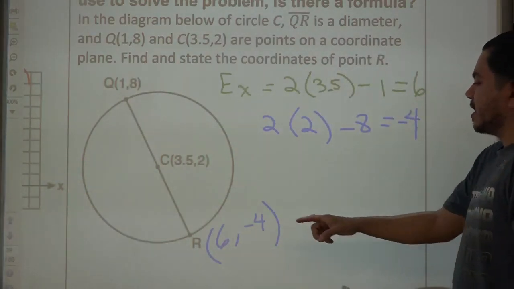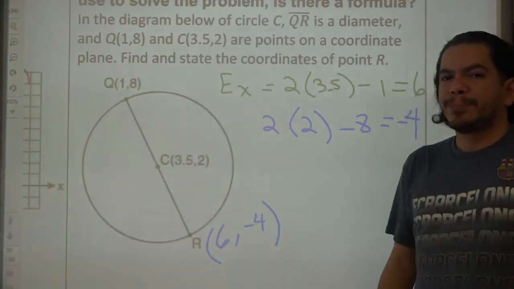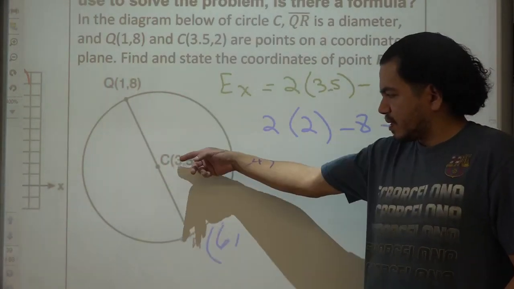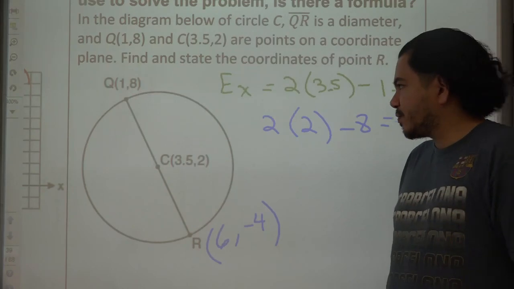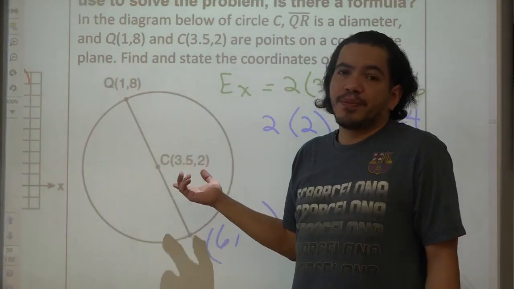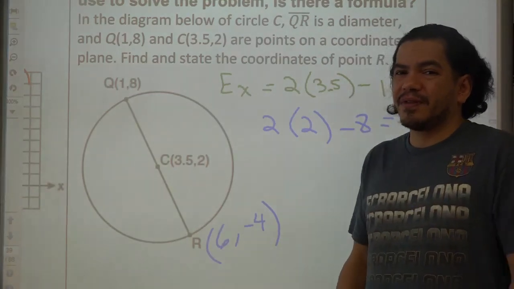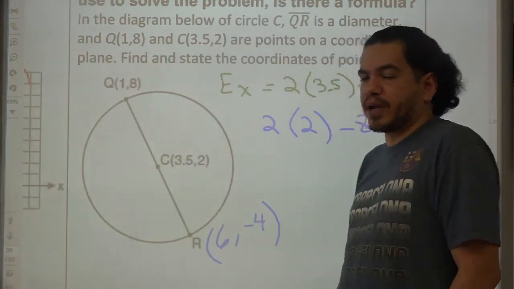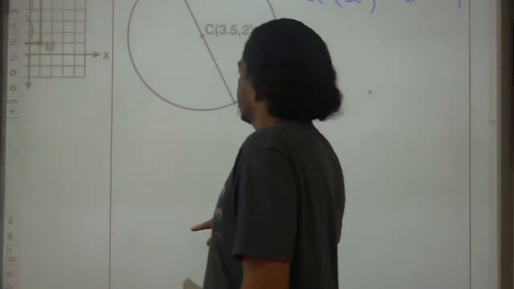Yes. Okay, so 6 comma negative 4. That's basically what the other endpoint is. Another way of doing this is if you have your coordinate plane, of course, 3.5 is going to be kind of difficult to graph. Therefore, we do it algebraically. Okay.